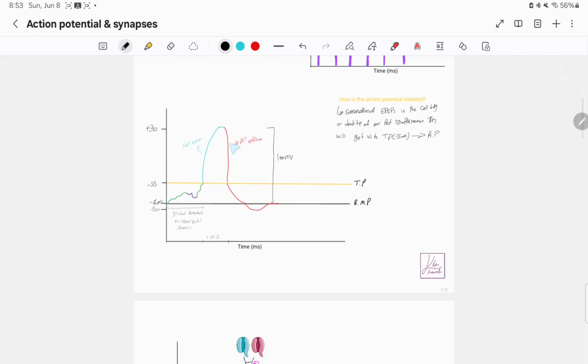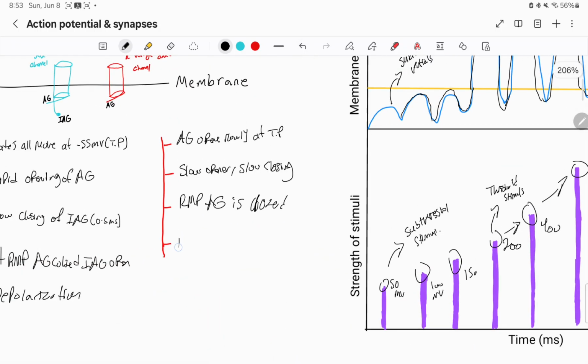Well, we said that the potassium efflux is what's going to bring our membrane potential from positive 30 all the way back down to resting membrane and even to negative 80. Okay? So it's going to be responsible for repolarization and the hyperpolarization phase. So, repolarization and the hyperpolarization.